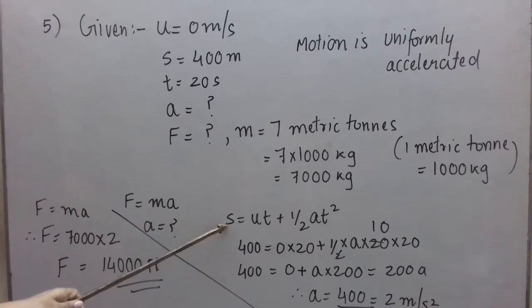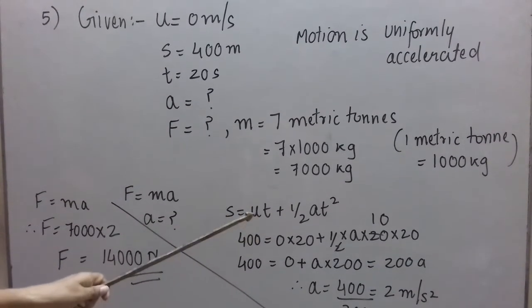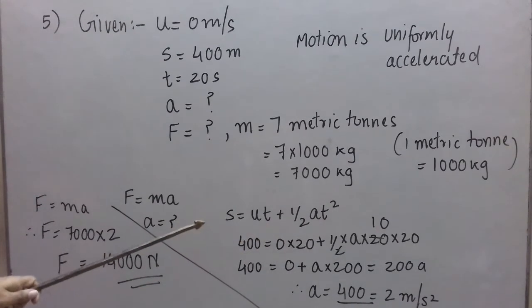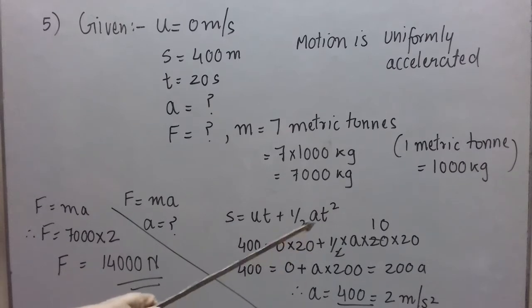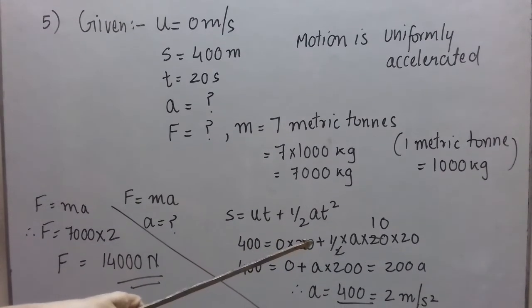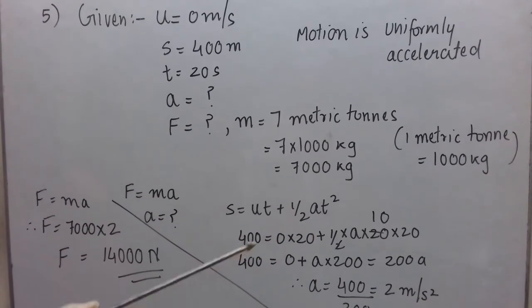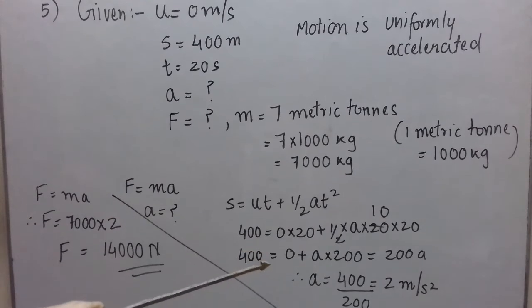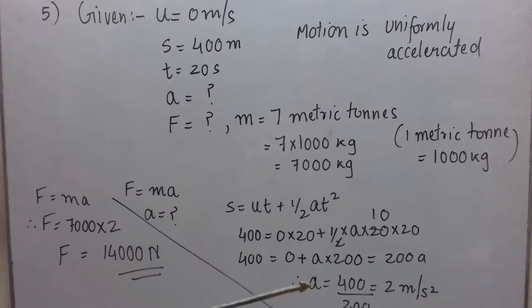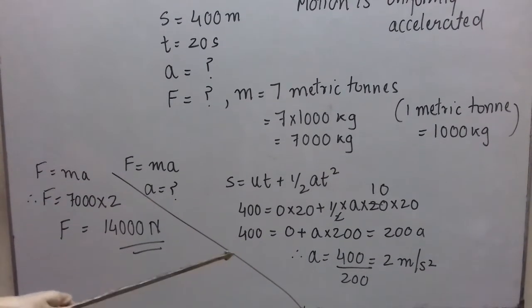So, just putting the values, S we have 400, U is 0 into T 20 plus half a T square. Students generally forget to write 20 into 20. Many students I have seen make the mistake of putting the value only once. So, take care there. 400 is equal to 0 into 20 is 0 plus, after doing simplification, you get the right hand side as 200A, and small a comes out to be 2 meter per second square.